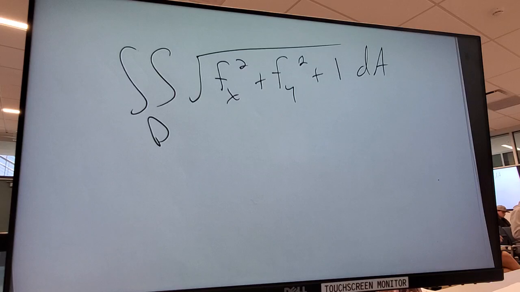Is there a triple integral problem on the practice test you want to look at? I like number 10. I want to look at 3. Oh yeah, 3 is a great one. All right.